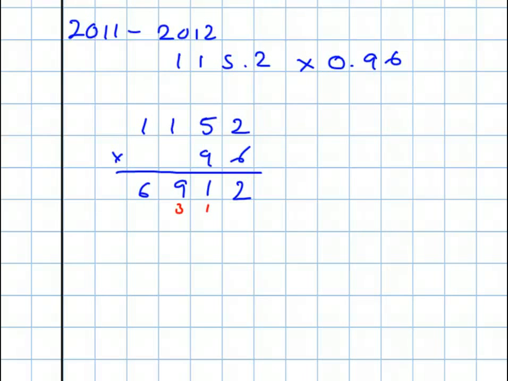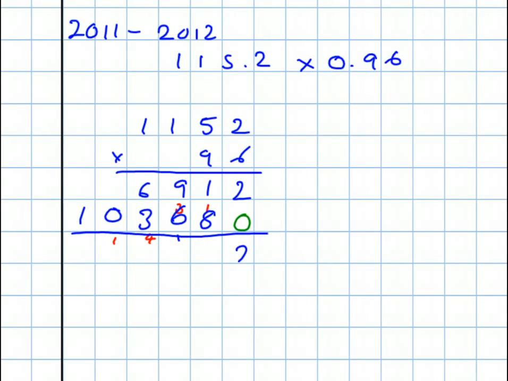Now I'm going to multiply with the 9, but it's in the tens column, so I start with 0. 9 times 2 is 18. Put 8 there, carry the 1. 9 times 5 is 45, add 1, 46. Put 6 there, carry the 4. 9 times 1 is 9, add 4, 13. Put 3 there, carry the 1. 9 times 1 is 9, add 1, 10.